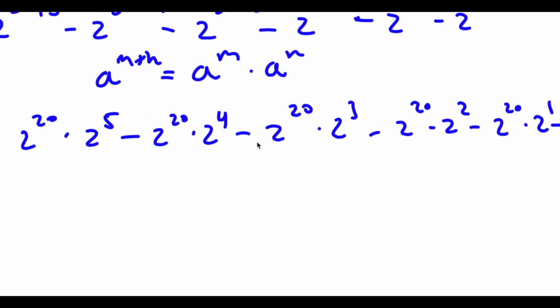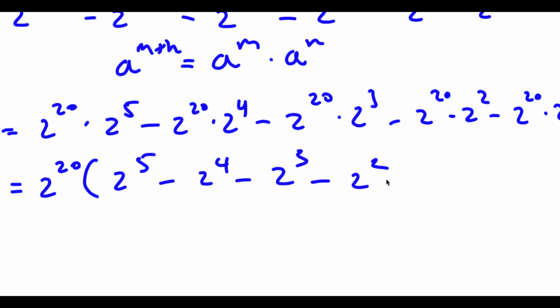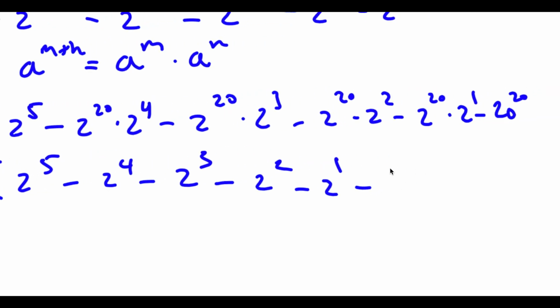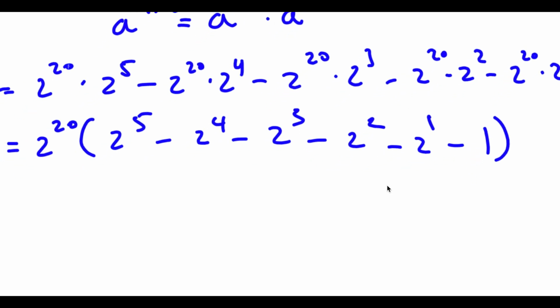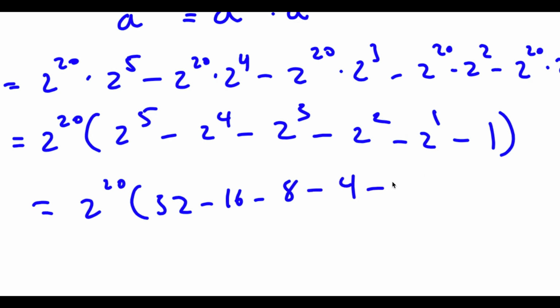Now, because all of these terms have 2 to the power of 20 in them, I can go ahead and factor that out. So now I have 2 to the power of 20 times 2 to the power of 5 minus 2 to the power of 4 minus 2 to the power of 3 minus 2 to the power of 2 minus 2 to the power of 1, and then minus 1. Now, 2 to the power of 5 is 32. 2 to the power of 4 is 16, 2 to the power of 3 is 8, 2 to the power of 2 is 4, 2 to the power of 1 is 2, and I simply have 1 at the end.